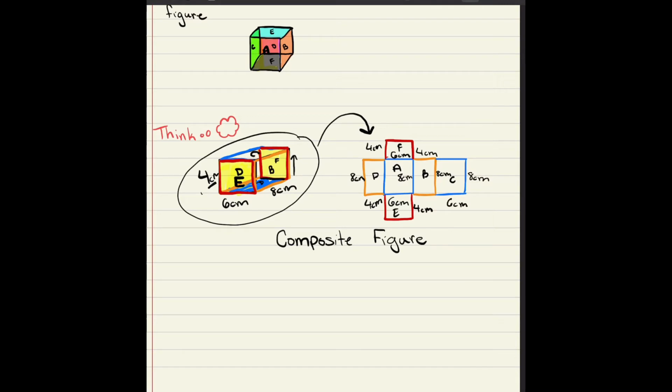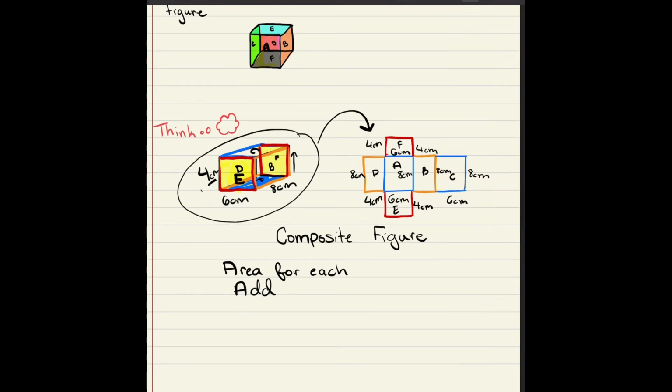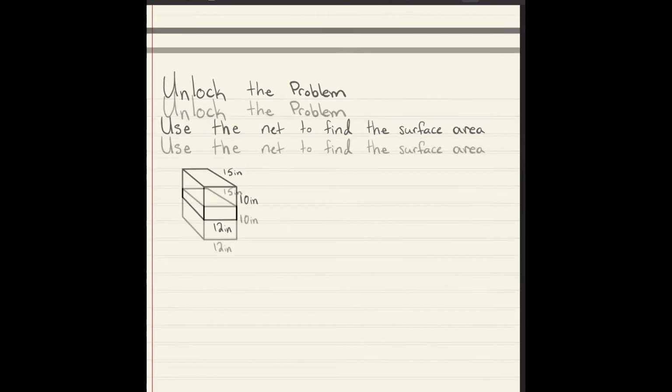What do we do now? When we were doing composite figures, what did you do? You found the area of each shape and then did what? Added them. So that's how you're going to solve for surface area. So first you find the area for each, then you add. So let's give it a try. This is unlock the problem.